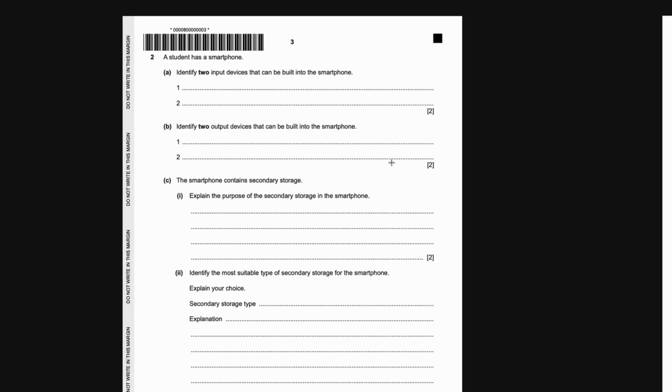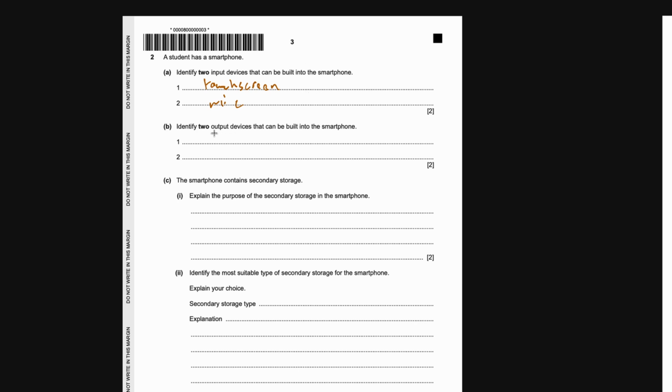So for question 2, a student has a smartphone. Identify 2 input devices that can be built into this smartphone. So we have a touch screen, right? That's an input device because we're touching on it. Microphone, sensors, biometric devices, buttons, all of these are examples.